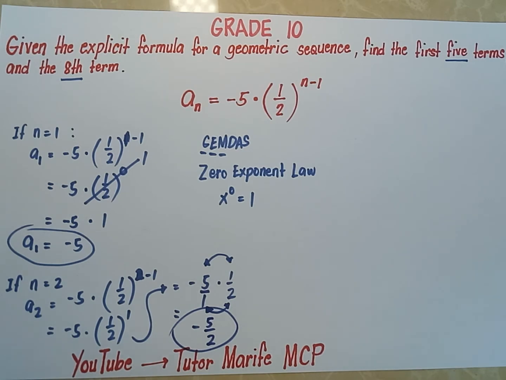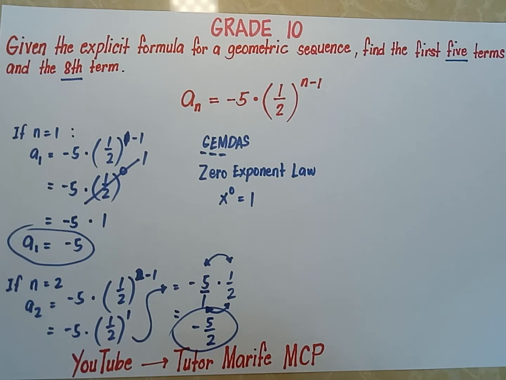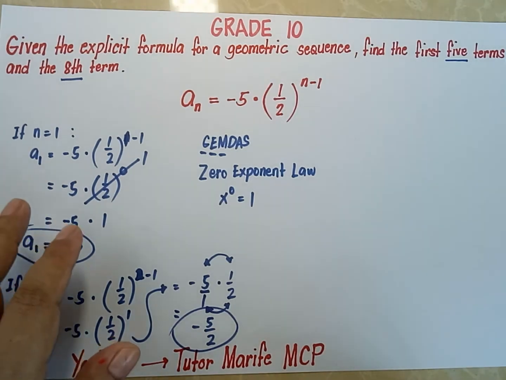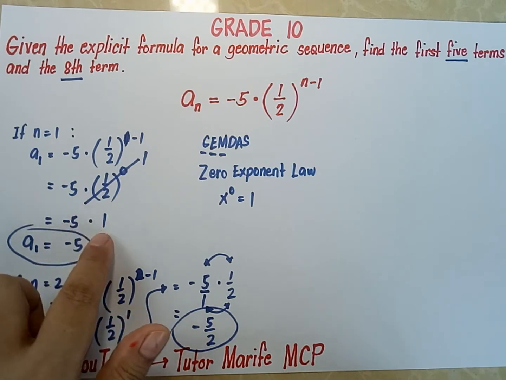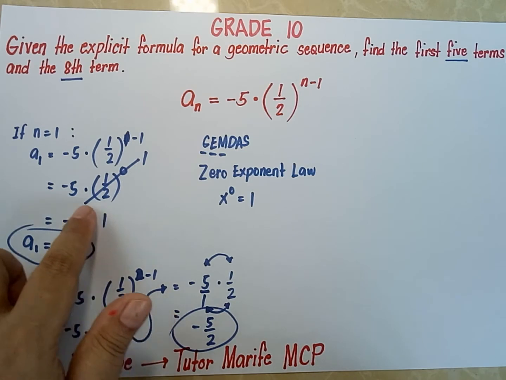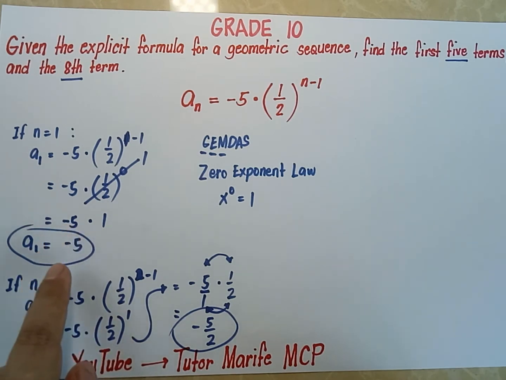Okay. Why are your answers negative? Lagi kong binabanggit sa mga video. If your operation is multiplication or division, and you determine the sign of your product or your quotient, you count the number of negative signs. So in this case, we are multiplying. You count the number of negative signs in your factors. So it's 1. If the number of negative signs is odd, the sign of your product is negative.